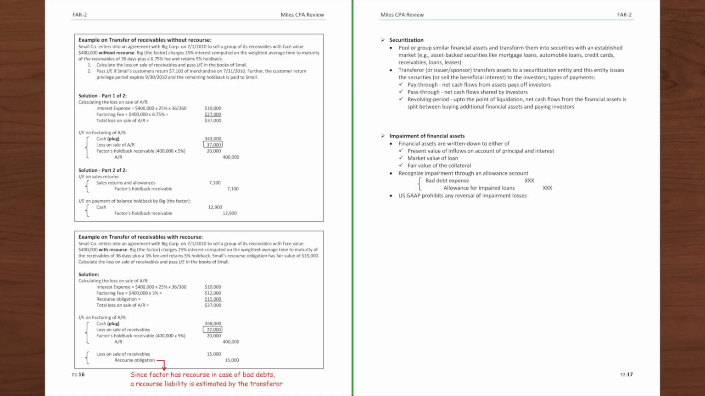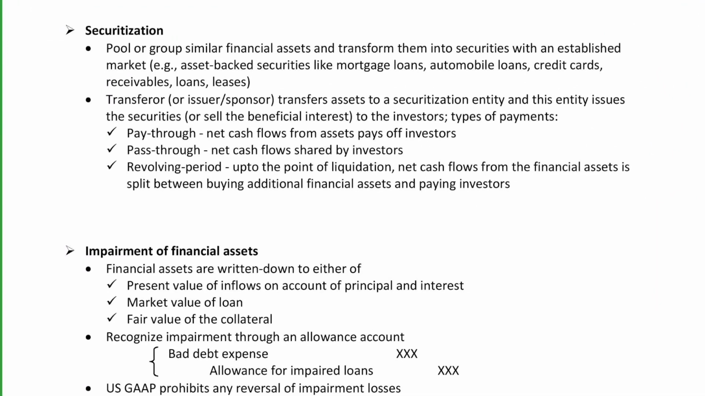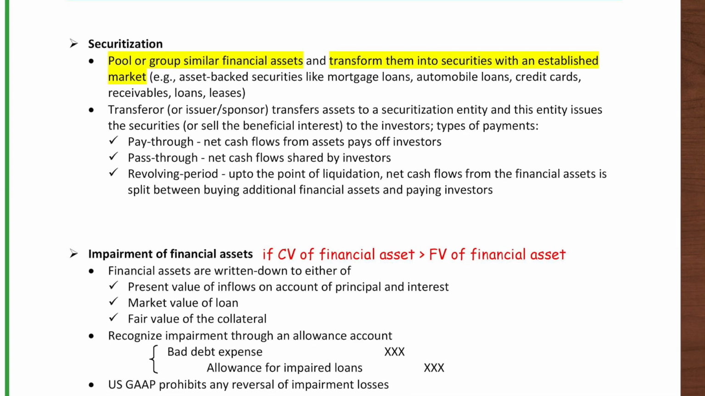On page 17, we are looking at transfers of financial assets via securitization. Now, in case of a securitization, what you do is pool or group similar financial assets and then transform them into securities with an established market. Now, the second bullet on this page talks about impairments of financial assets. This was pretty widespread during the global financial crisis. If the carrying value of a financial asset is greater than its fair value, that is when you could say the financial asset is impaired.